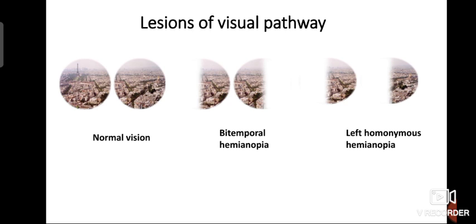So these are some pictures of lesions of the visual pathway. In the normal eye, we see clearly through both eyes, and in bitemporal hemianopia, the temporal field vision of both eyes is lost. In left homonymous hemianopia, what happens? The vision of the temporal field of the left eye and nasal field of the right eye are lost. So the person can see like this.